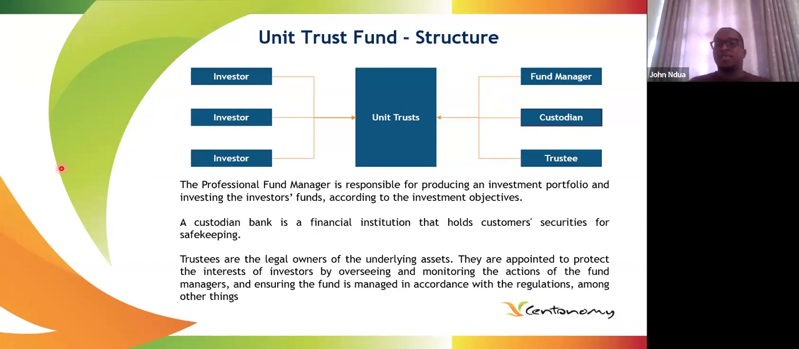Number three, the fund manager, custodian, and trustee are supposed to hold annual general meetings every year where the investors can make and approve statements and also make decisions. Number four, there needs to be audited financial statements. So the fund manager, custodian, and trustee will employ an auditor to audit the unit trust. So that's the structure and the regulation.